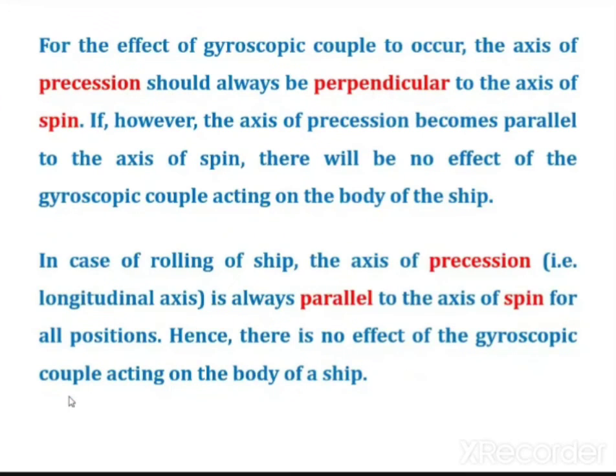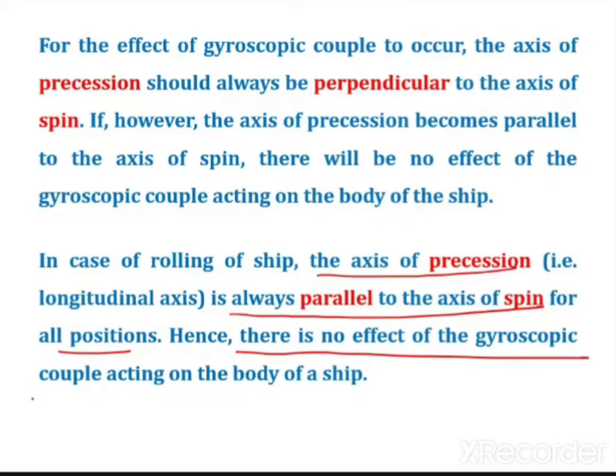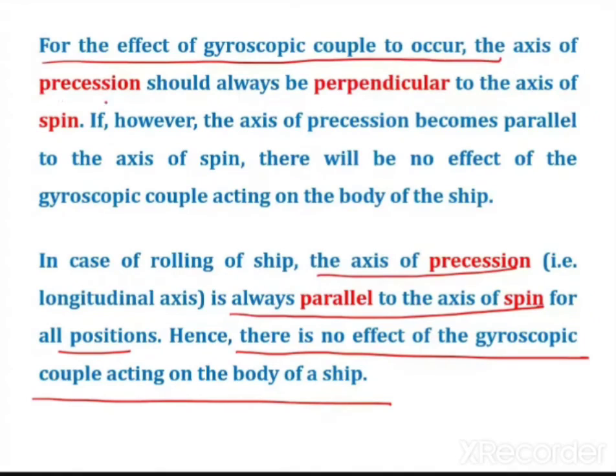So the same I have written here in case of the rolling of the ship. Axis of precession is parallel to the axis of spin. Hence, for all positions, there is no effect of gyroscopic couple acting on the body of the ship. And for the effect of gyroscopic couple to occur, the axis of precession should always be perpendicular to the axis of spin.